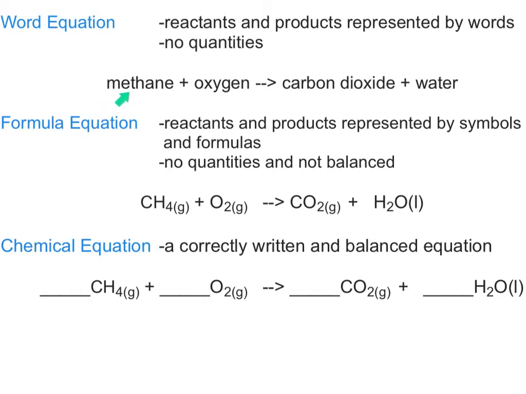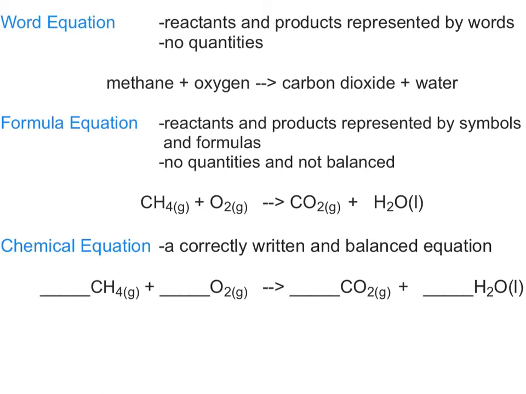So you're going to take methane and change that to CH4. You're going to take oxygen and write that as a formula, O2. You're going to take carbon dioxide and write that as a formula, CO2. Then you're going to take water and write that as a formula as H2O. Notice that each of these has the state of matter. So this is water in liquid form, CO2 a gas, oxygen a gas, and methane a gas. So you'll have the formulas and the states of matter. Notice in this example there are no quantities, and this is not a balanced equation.